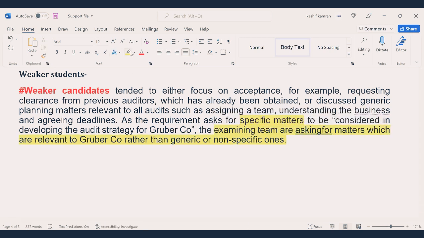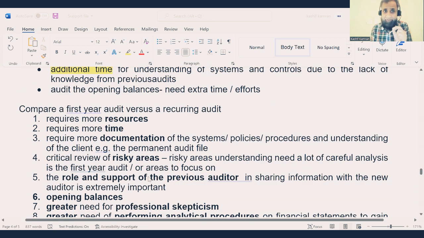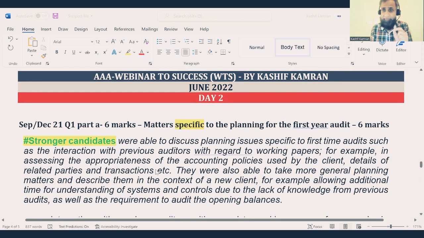Even if you're writing generic, you should link them to the case study. If a generic matter, for example deadlines or assigning a team, is linked to the case study, it will be valuable. But if you're just generally writing assigning a team, or just generally writing developing the audit strategy, that's useless. So please ensure that you read the examiner reports. I hope you're finding examiner reports productive. Examiner is giving you insight of a weaker student answer, and an answer for a stronger candidate. Just for 6 marks, see how much the examiner is telling you.